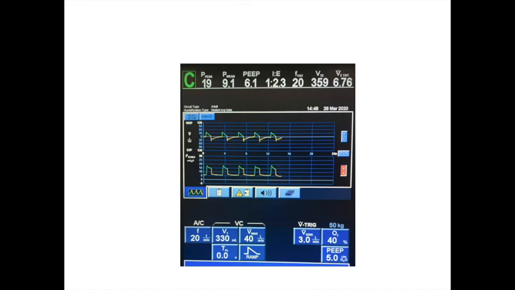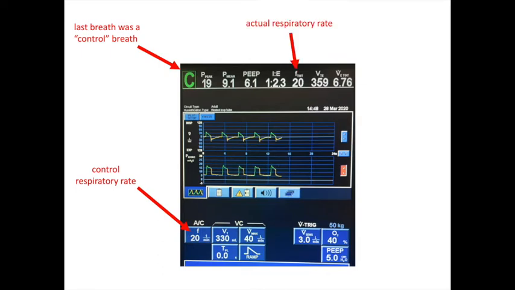Here's a screenshot of one of our ventilators. You can see here is where we set the control respiratory rate. And up here tells us whether the last breath was a control breath or an assist breath. And here tells us what the actual respiratory rate is of the patient. Note that if this respiratory rate is higher than the control respiratory rate that we've set, the patient must be triggering at least some of the breaths.